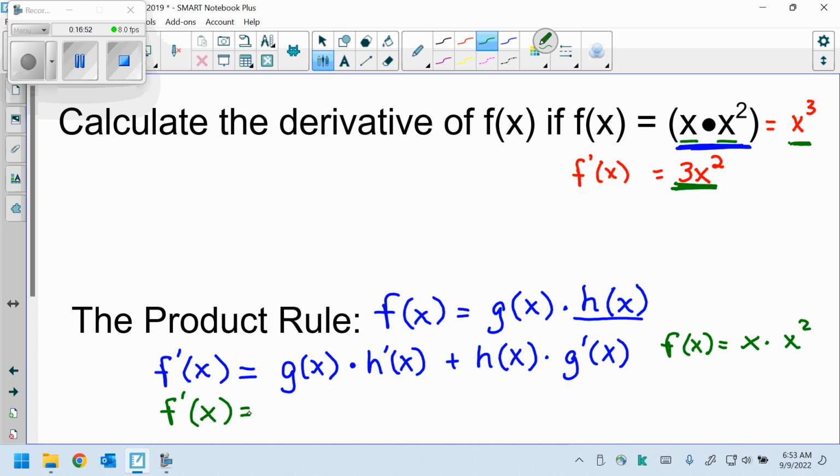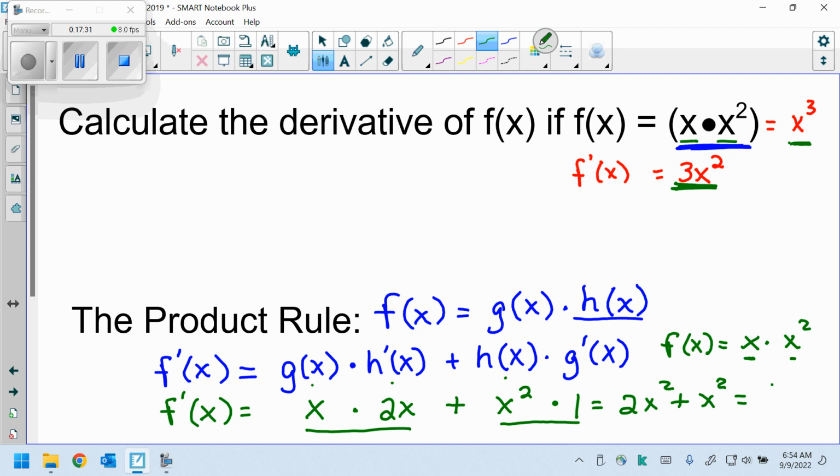I've got to take that first function, which was an x, times the derivative of the second function, the derivative of x squared, plus I'm going to take that second function, which was x squared, and multiply it by the derivative of the first function, and the derivative of x is 1. Well, I'm going to have 2x squared plus x squared, which is indeed what we expected.